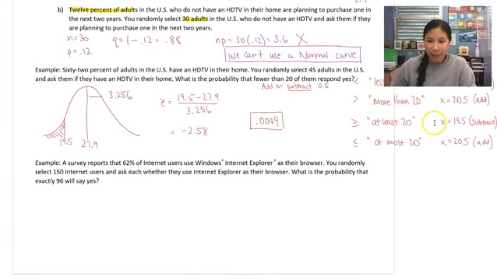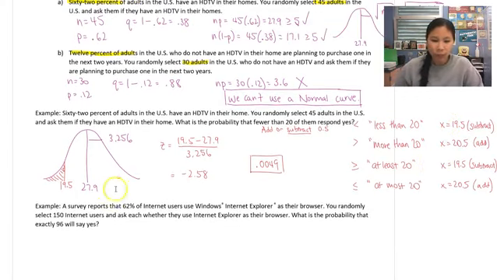Okay, in this last example that I want to do, we have a survey that reports that 62% of internet users use Windows Internet Explorer as their browser. I'm really hoping this number is way down now because this study was from a while ago. But I don't know who else is still using Internet Explorer anymore. I don't even think Internet Explorer is a thing anymore. Like, didn't they change the name? I don't know. You randomly select 150 internet users and ask each whether they use Internet Explorer as their browser. What is the probability that exactly 96 will say yes?